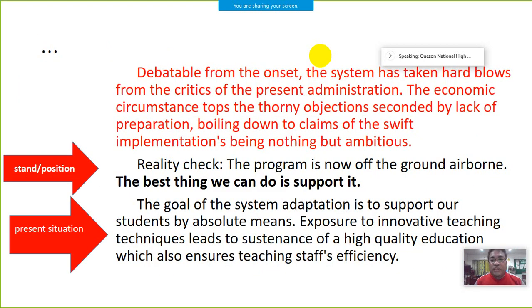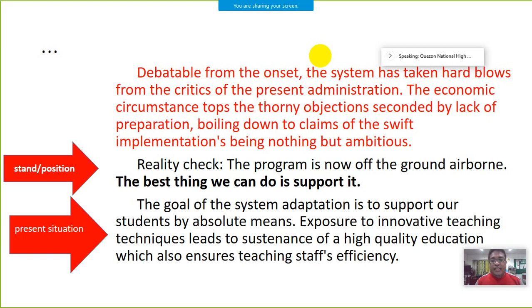Then, debatable from the onset, the system has taken hard blows from the critics of the present administration. The economic circumstance tops the thorny objections, seconded by lack of preparation, boiling down to claims of the swift implementation being nothing but ambitious. Then, the stand, the reality check, or the position. The program is now off the ground, airborne. The best thing we can do is to support it.